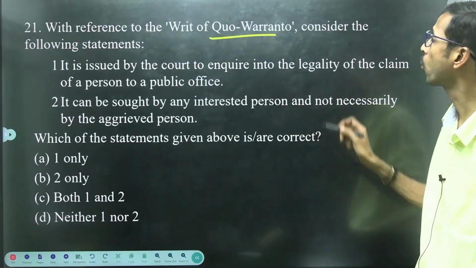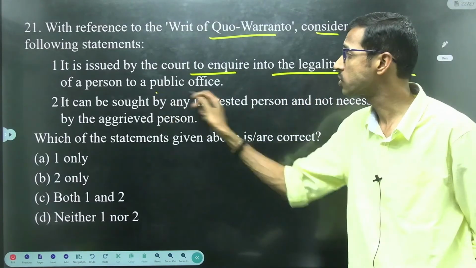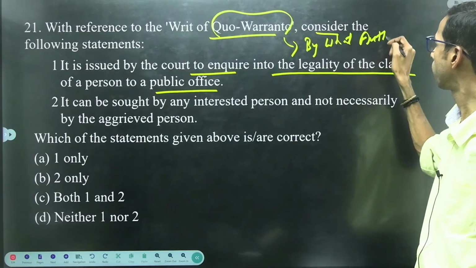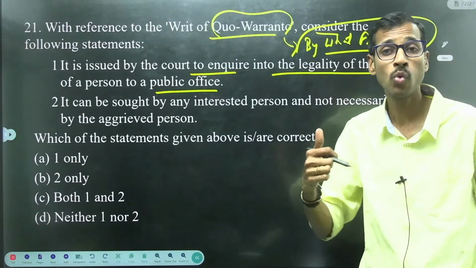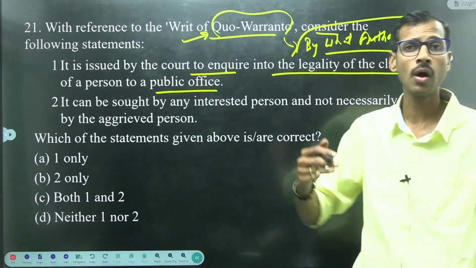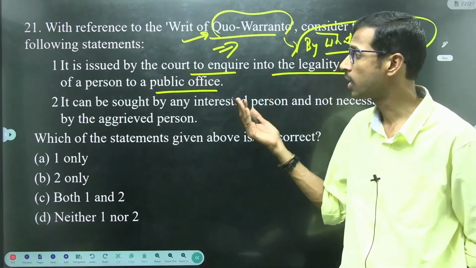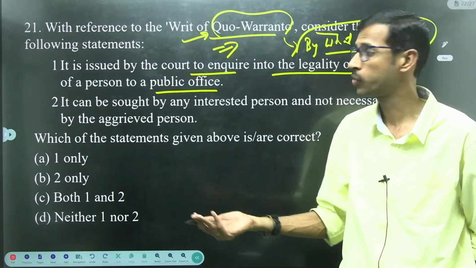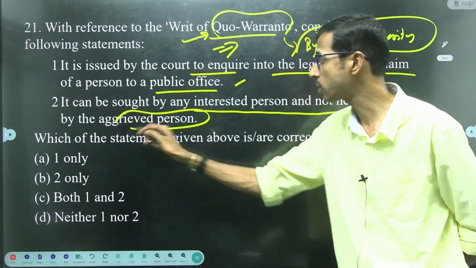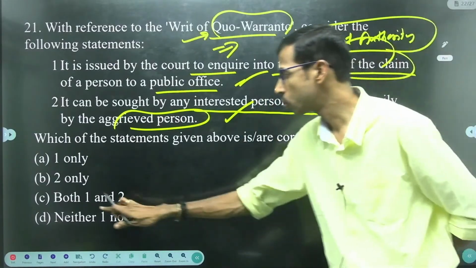With reference to the writ of quo warranto, consider the following statements. It is issued by the court to inquire into the legality of the claim of a person to a public office. What is the meaning of quo warranto? By what authority? Means the public can ask public officials, by what authority are you working here? What are your responsibilities here, right? If you compare with all the writ jurisdictions, everything is given by other personalities, but quo warranto is completely from the public interest point of view, and it is very important. It can be sought by any interested person and not necessarily by the aggrieved person. Why? Because the public may be interested in the legality of the public office, right? So both are correct.